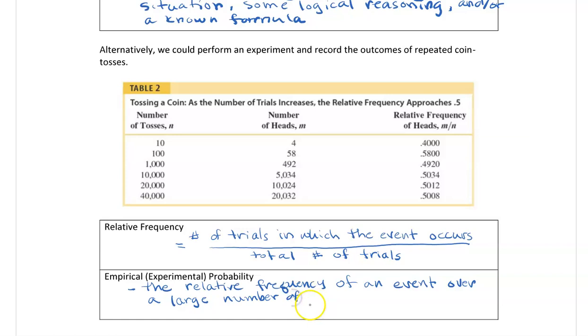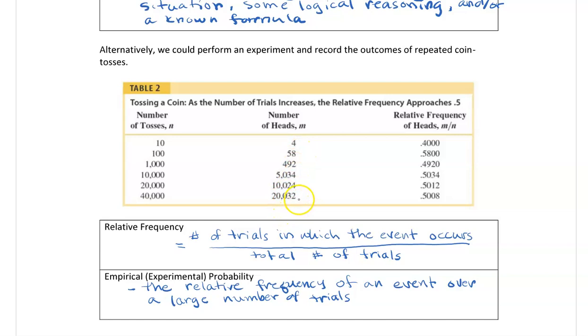Okay. So, now if you were to perform this experiment yourself and you tossed a coin 10 times, it's probably not likely you're going to get just 4. You might get 5. You might get 6. You might get 2 heads. All right. So, over a small number of trials, the relative frequency is not a very reliable measure of probability.